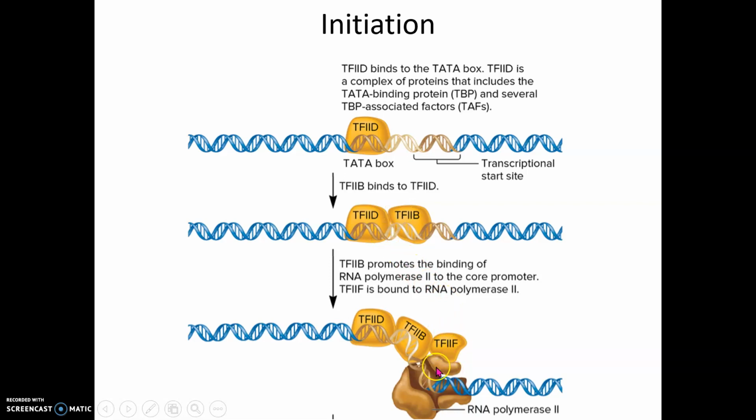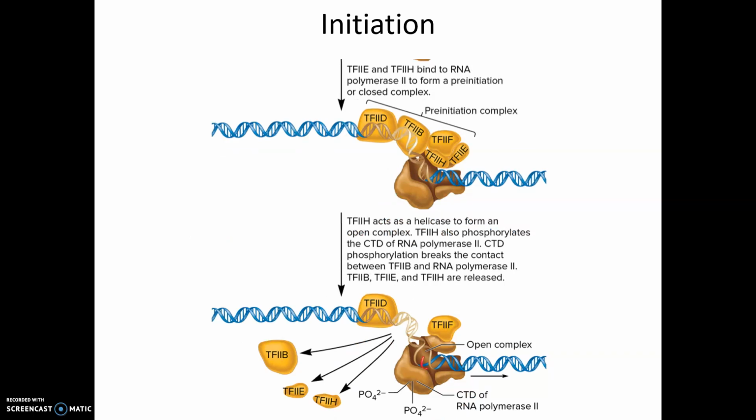TFIIB binds to RNA polymerase II, and together they bind to the core promoter, because TFIIB is saying, hey, bind to me. So TFIID binds to the TATA binding box. It attracts TFIIB. TFIIF binds to the promoter, binds to the polymerase, and then with the help of TFIIB, binds to the promoter. TFIIF also says, hey, E and H, come bind to the polymerase. And now we have our pre-initiation complex.